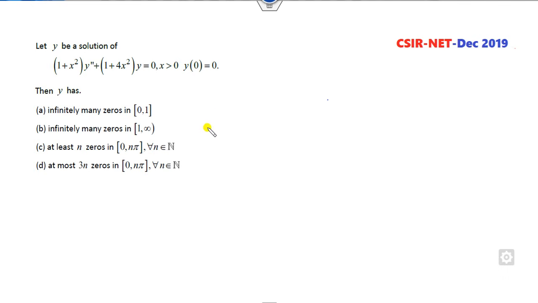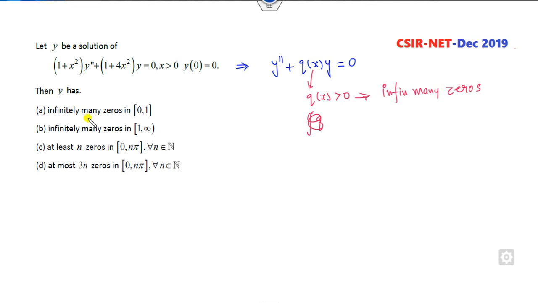So the next one is here. Again, this is very simple, as I discussed for the previous solution. If this is the case, and if this value is greater than 0 and this value is greater than 0, then it has infinitely many zeros, because the option has infinitely many zeros as well. So what is q of x? If you compare them, we can see the number here.